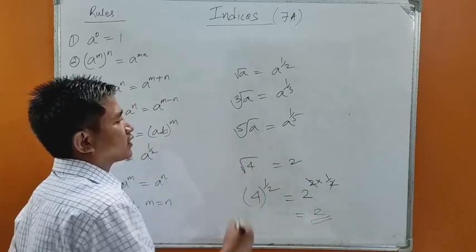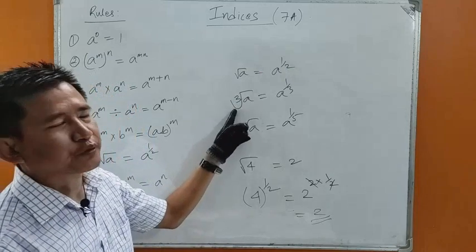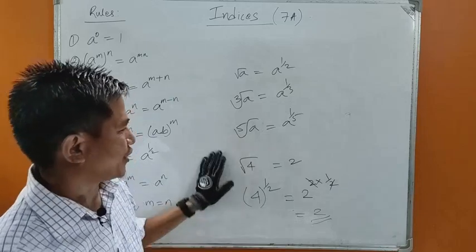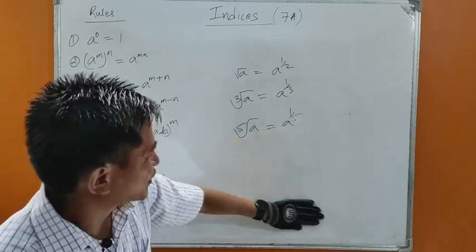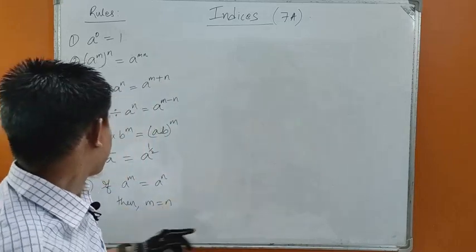So root under a number can be written in the form 1 upon 2, okay? Or if this is a cube root, it should be written as 1 upon 3. If this is a fifth root, 1 upon 5, and so on, okay? I hope you got this. Very, very simple, isn't it? Now let us move on to the next one.